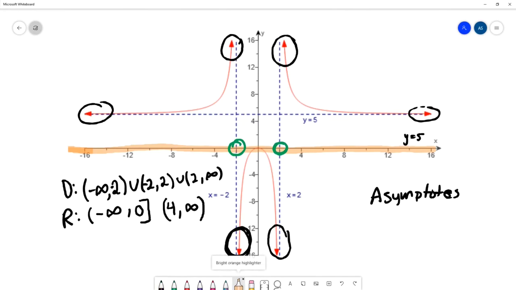So looking at our range values, we have y values from negative infinity all the way up to 0, and then we have y values again from 4 to infinity. So we found the range to be negative infinity to 0, including 0, union with 4 to infinity, not including 4.